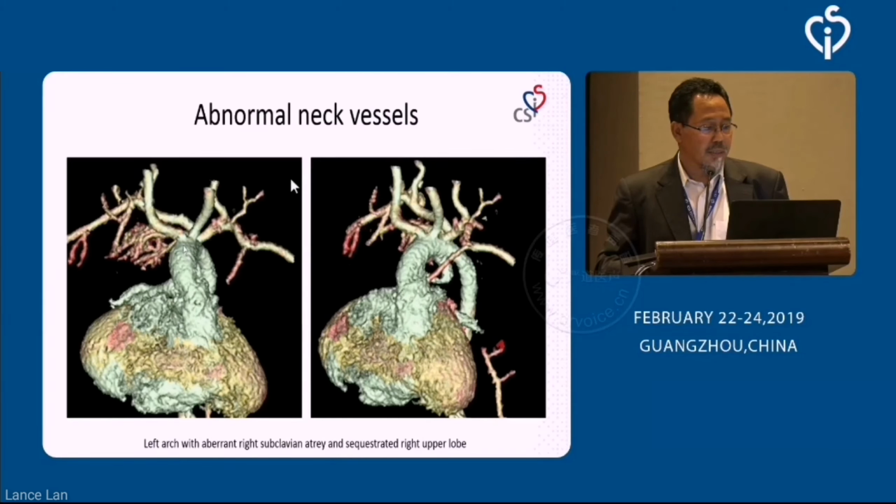This is a left arch with aberrant right subclavian from the descending aorta. There is a lot of collateral, probably a sequestrated lung receiving supply from one of the neck vessels. So you have to look carefully. The PDA anatomy is quite straightforward for stenting.